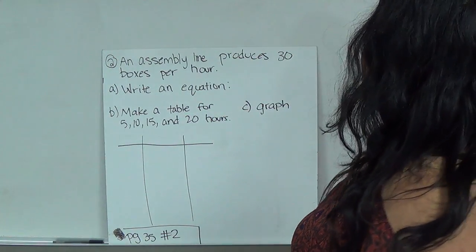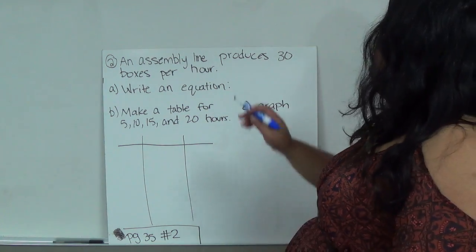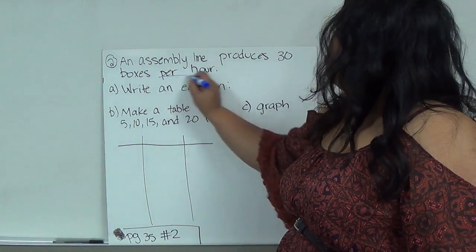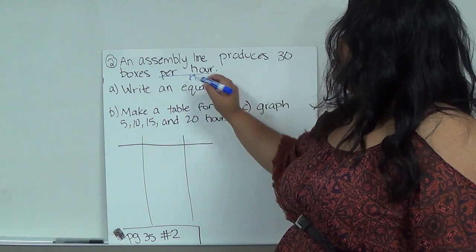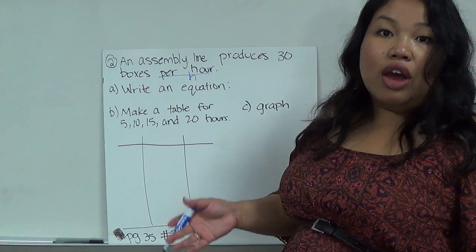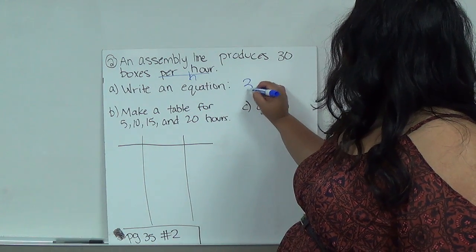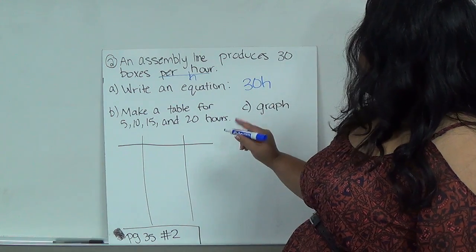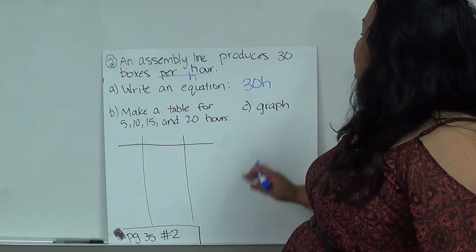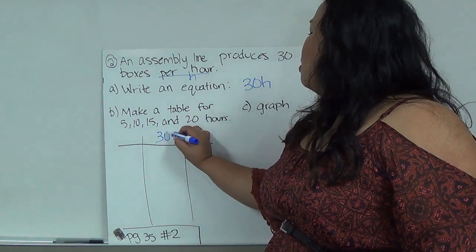So example 2 says an assembly line produces 30 boxes per hour. You don't know how many hours there are, so let's label it H for hour. For every hour, we're making 30 boxes, so however many hours it is, I multiply it by 30. So our equation is 30H. This is the right equation, 30H. It means however many hours, I multiply it by 30. So I'm going to put this in my middle box.